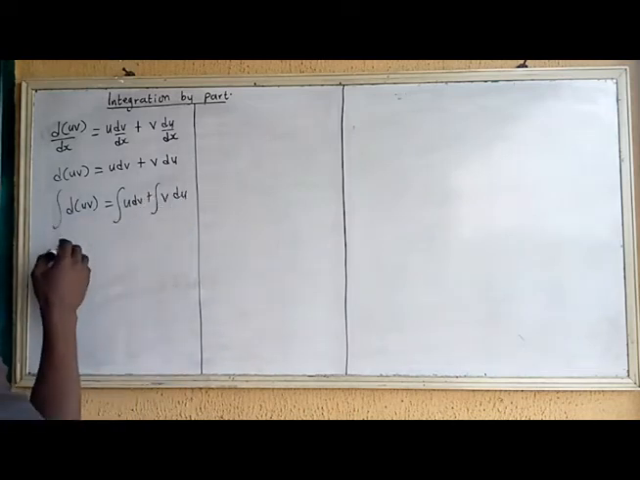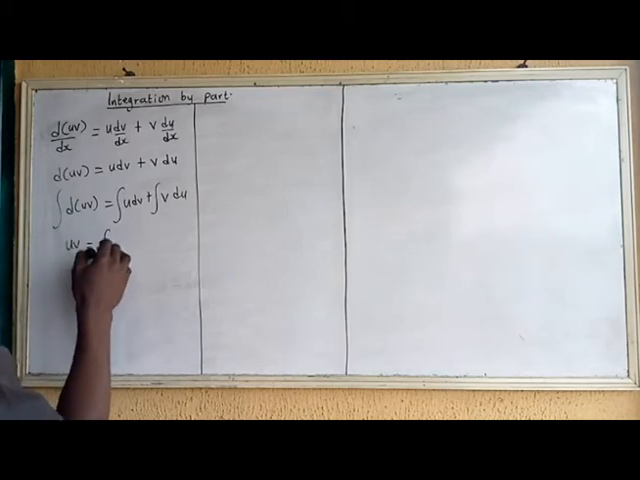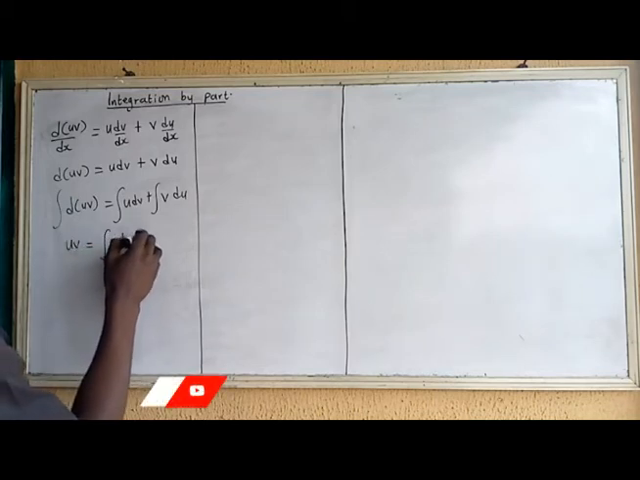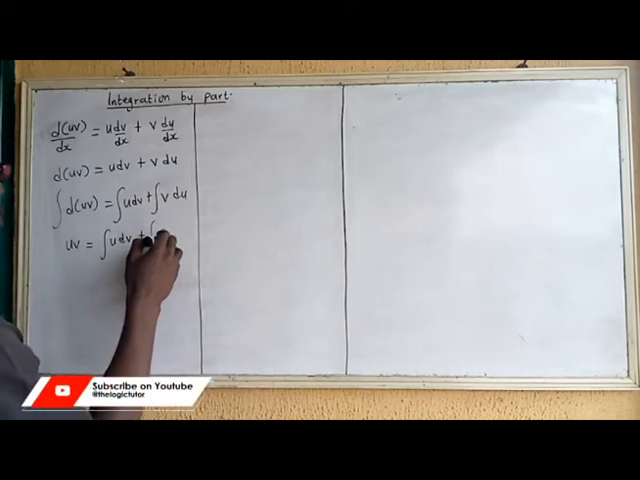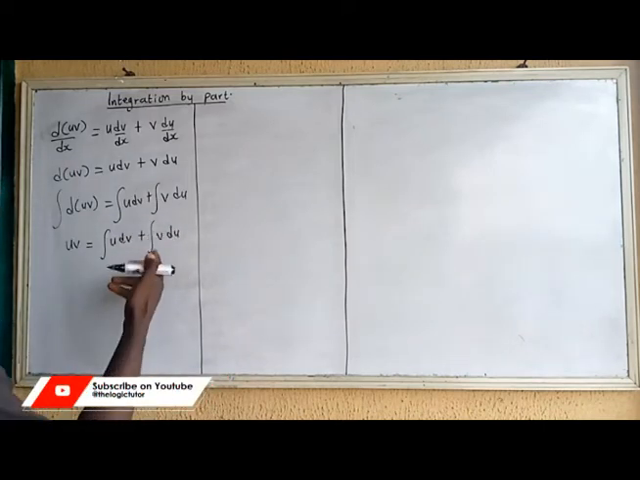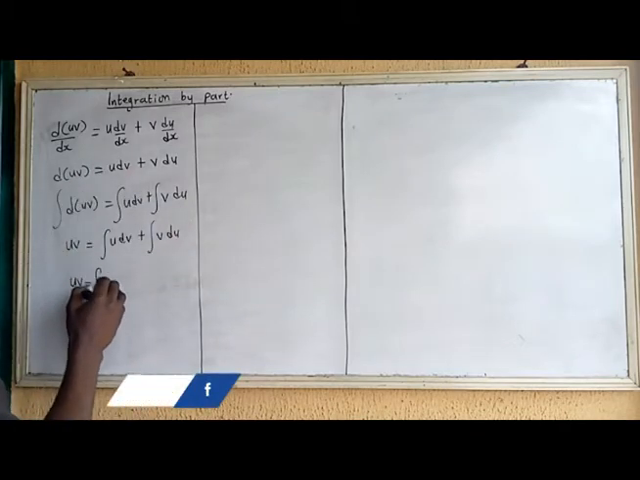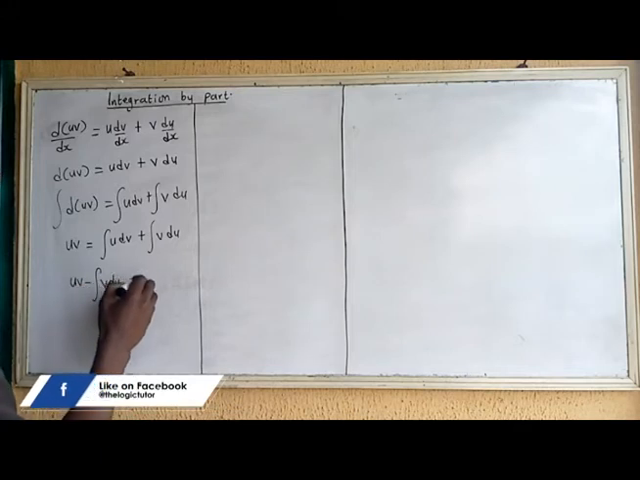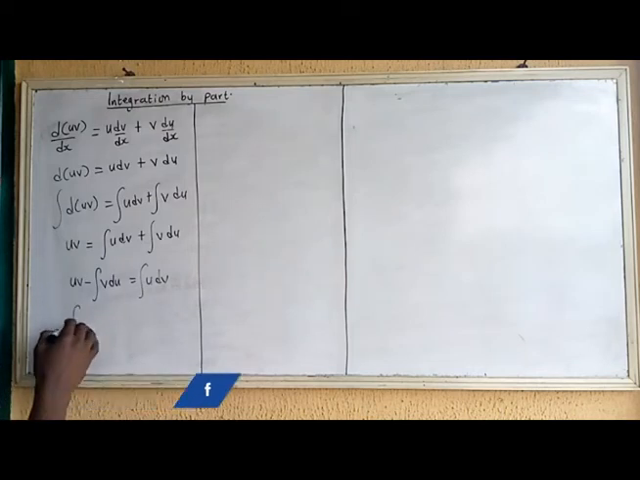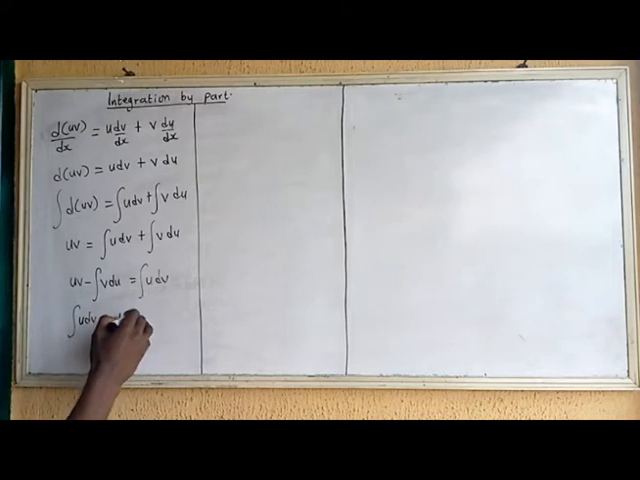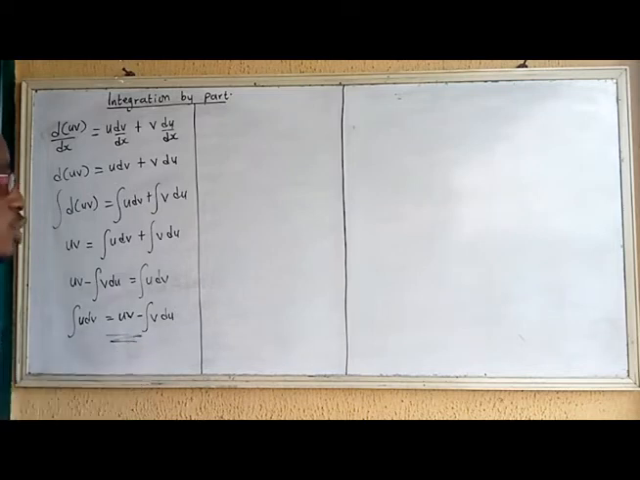So this cancels the integral and d, and we have uv equals the integral of u dv plus the integral of v du. Bringing the integral of v du to the other side, we have uv minus the integral of v du equals the integral of u dv. So we write it as the integral of u dv equals uv minus the integral of v du. This technique is called integration by parts.